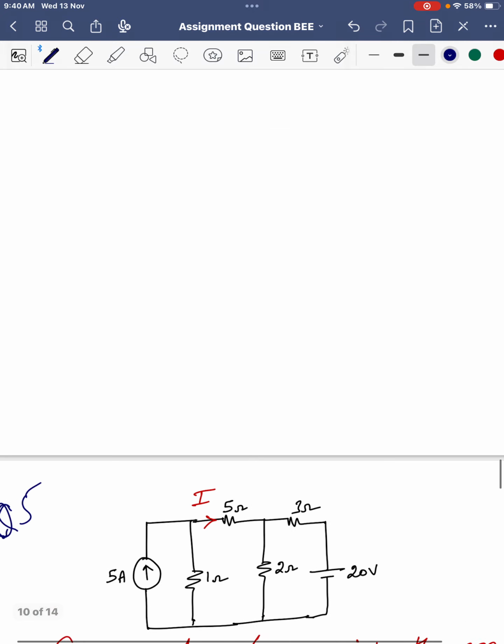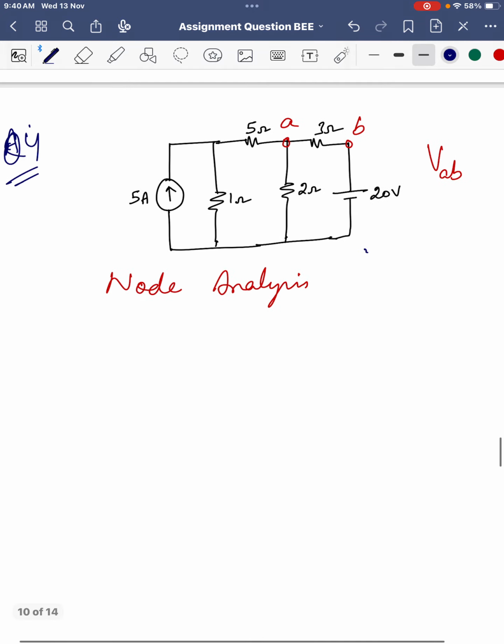Next we have is solving by using node analysis. So node analysis, we can solve this by taking the nodes over here. Let us say this is 1 and this is A. Let us remove that for a while and let us solve first by using node analysis.